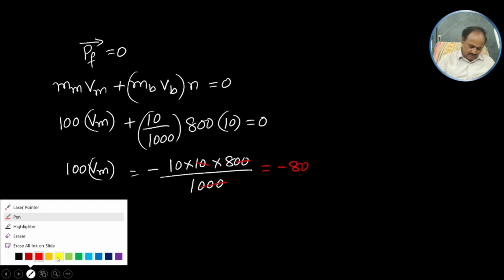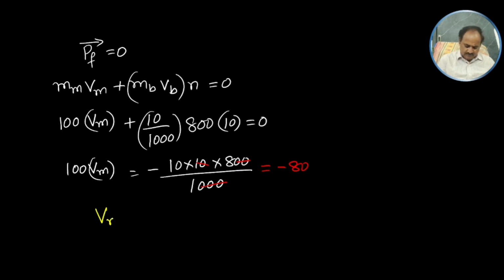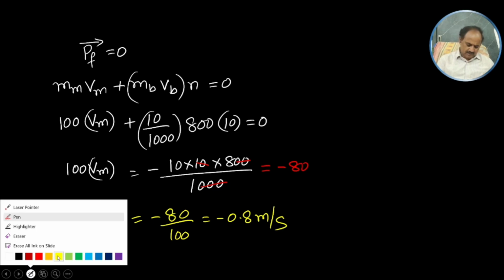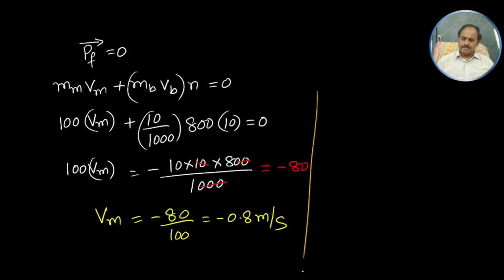From this, I can write that velocity of the man equal to minus 80 by 100, which is equal to minus 0.8 meter per second. The negative sign in the velocity represents that the man is moving back while the bullet is being released in the forward direction. Let me write that point.